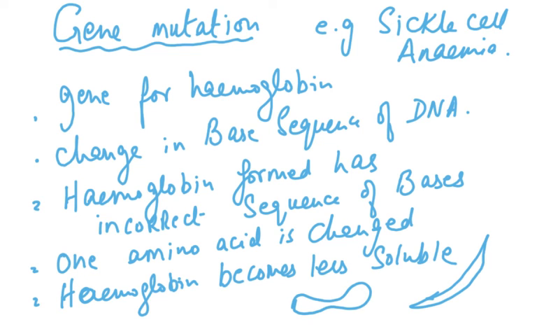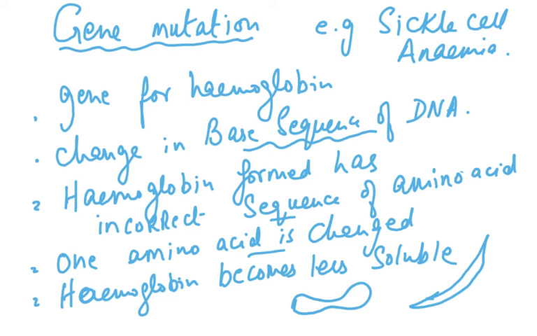You see, the DNA codes for the different sequence of amino acids. So there is a change in the base sequence of the DNA, and that results in the hemoglobin which is formed having the incorrect sequence of amino acids, but the change will be due to the base sequence of the DNA being faulty. One amino acid is changed, and this results in the hemoglobin becoming less soluble.